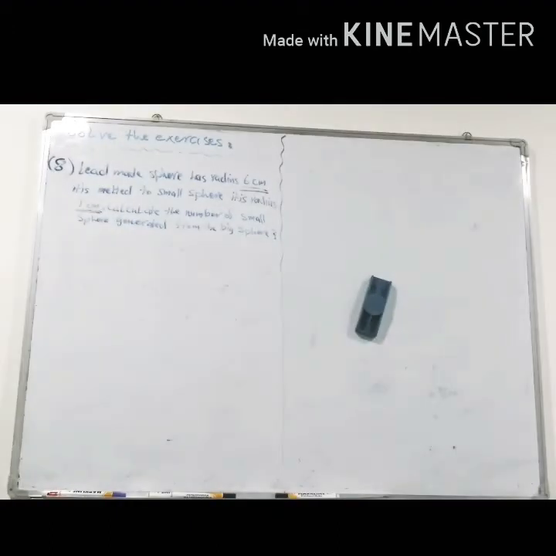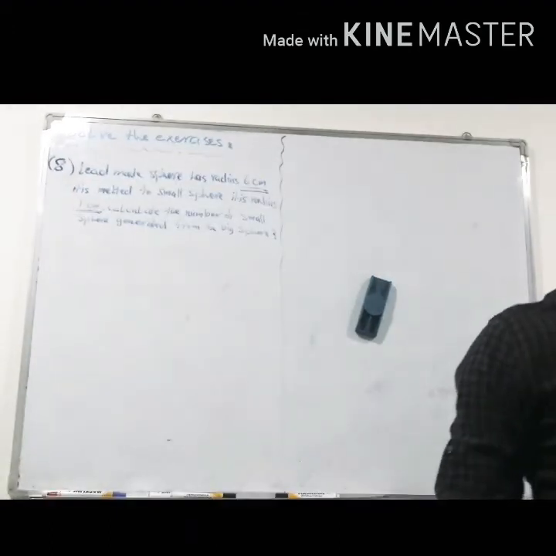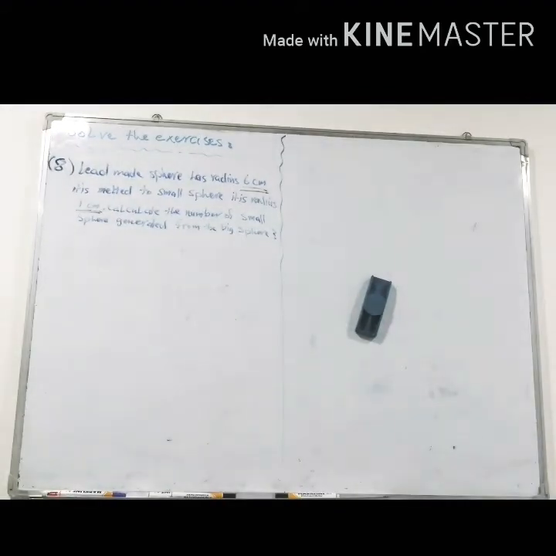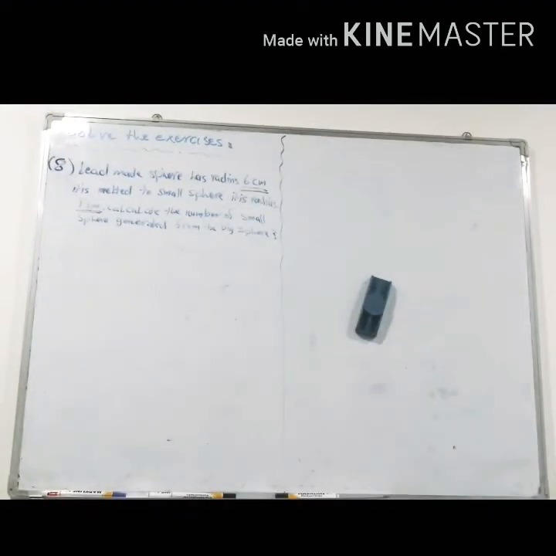The idea of this question is finding the volume of the biggest sphere and finding the volume of the small sphere, then dividing the volume of the big sphere over the volume of the small one to know how many spheres can we find by melting or parting the biggest one.